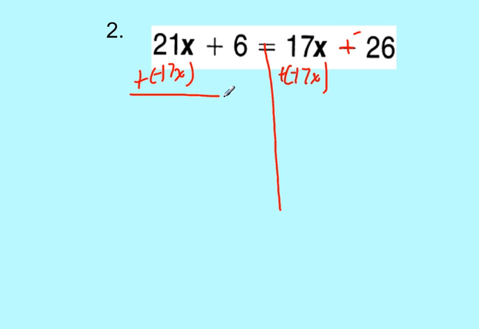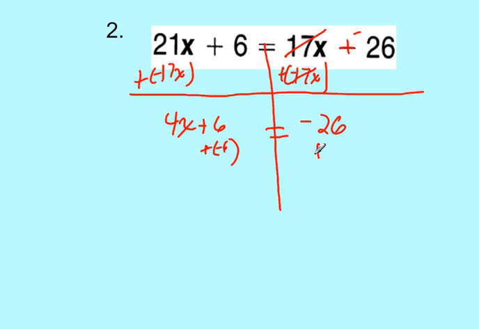Okay, I do that. These will cancel out. Now over here, 21 plus negative 17, we'll be left with 4x plus 6 equals negative 26. Now it's just a two-step equation. Cancel out the 6 by adding its opposite. And we're left with 4x. And then over here, negative 26 plus negative 6. It's going to be same sign, sum. So it's going to be negative 32.